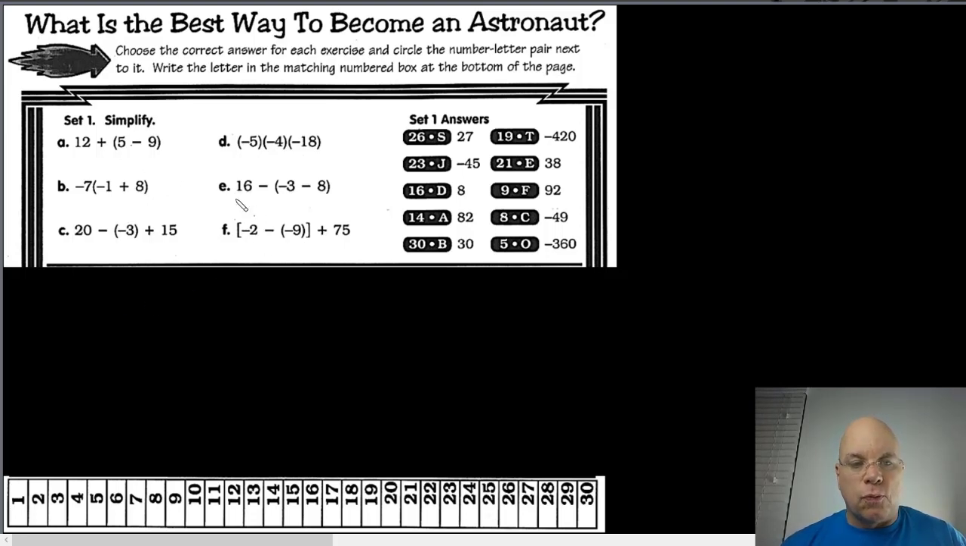I'd like to do problems 1E and 1F with you in that order. So problem 1E is the expression 16 minus the difference of -3 and 8. And so since it's 16 minus this difference, I have to find this difference first.